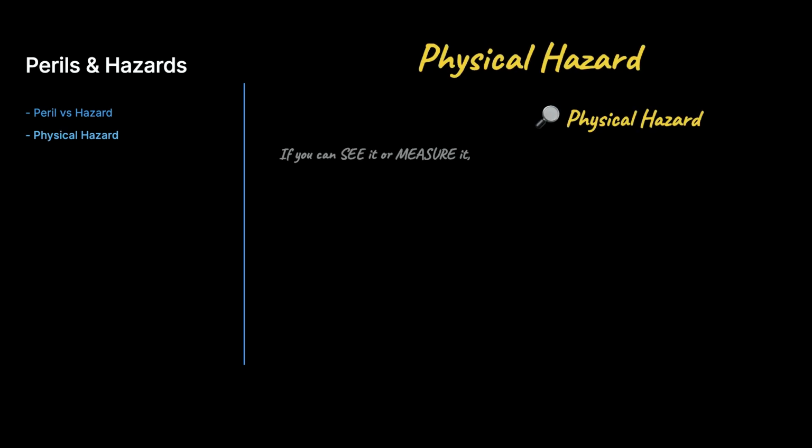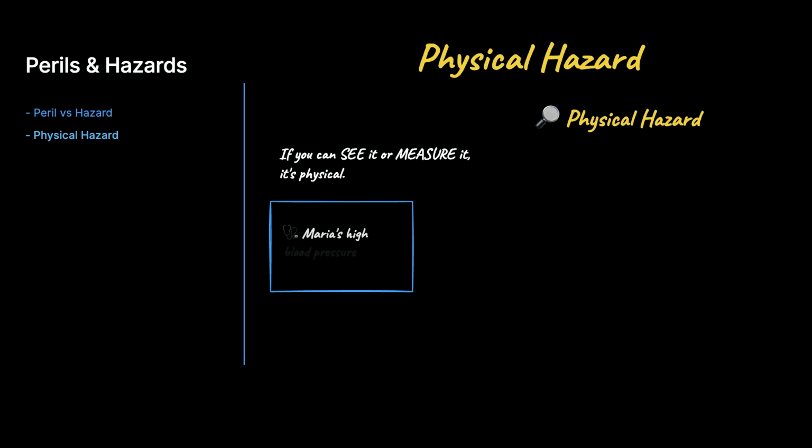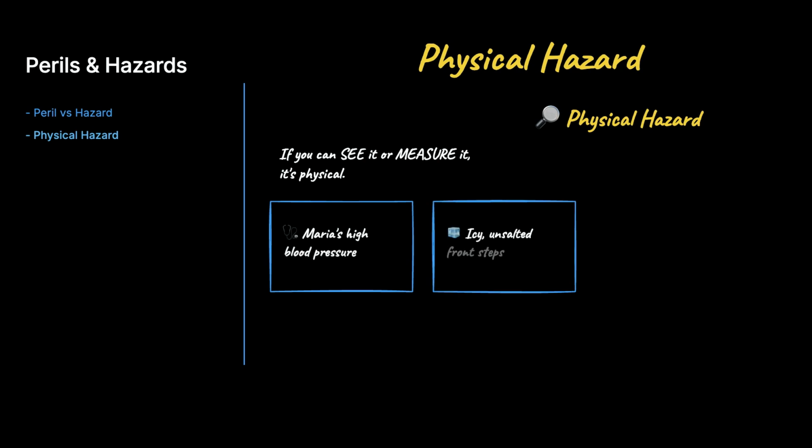Hazards come in 3 flavors, and you want to name each from a story. The first is the physical hazard, a tangible condition you could point to. Maria's high blood pressure is physical. Icy, unsalted front steps are physical. A heart murmur documented by lab tests is physical. If you can see it or measure it, it is physical.